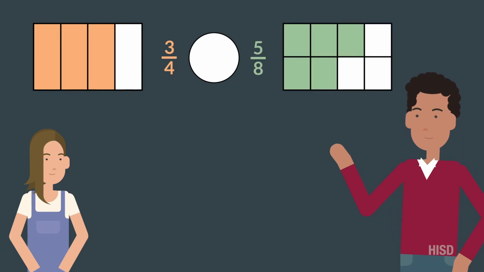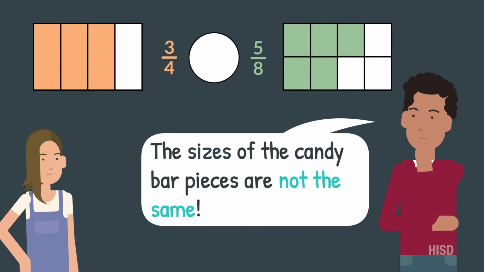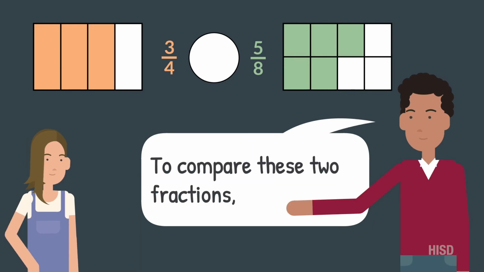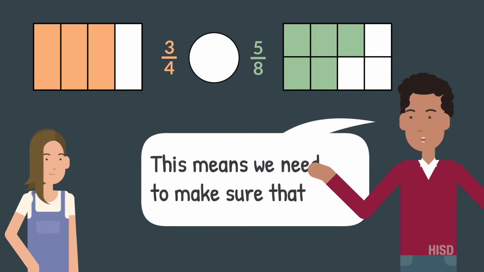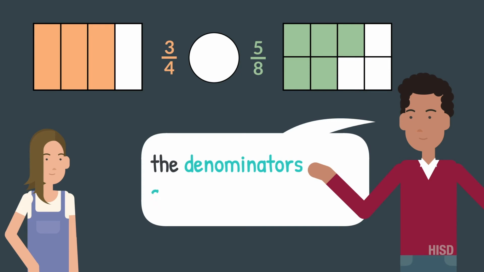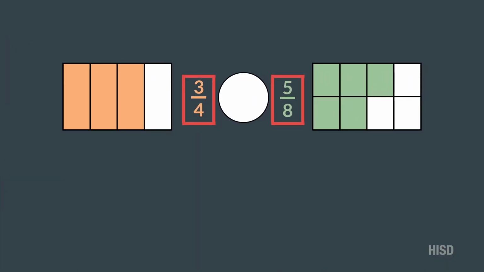and 5/8. But wait, the sizes of the candy bar pieces are not the same. To compare these two fractions, we need to know the size of the candy bar pieces are the same. In math, this means we need to make sure that the denominators are the same size. When looking at both fractions, we see a denominator of 4 and a denominator of 8.